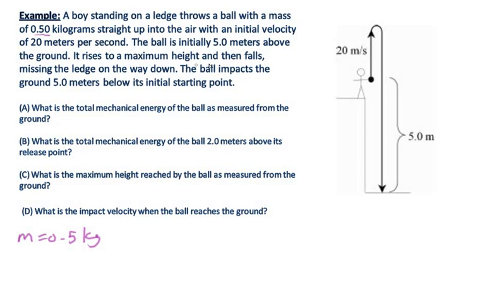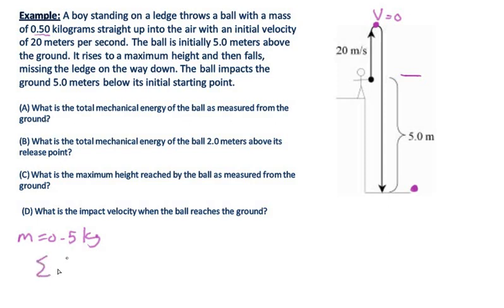It rises to a maximum height. So this is the maximum height, and as we know, the speed at the maximum height is 0. And then falls, missing the ledge on the way down. The ball impacts the ground 5 meters below its initial starting point. So the ball starts here and it will impact the ground here, 5 meters below its starting position. What is the total mechanical energy of the ball as measured from the ground?